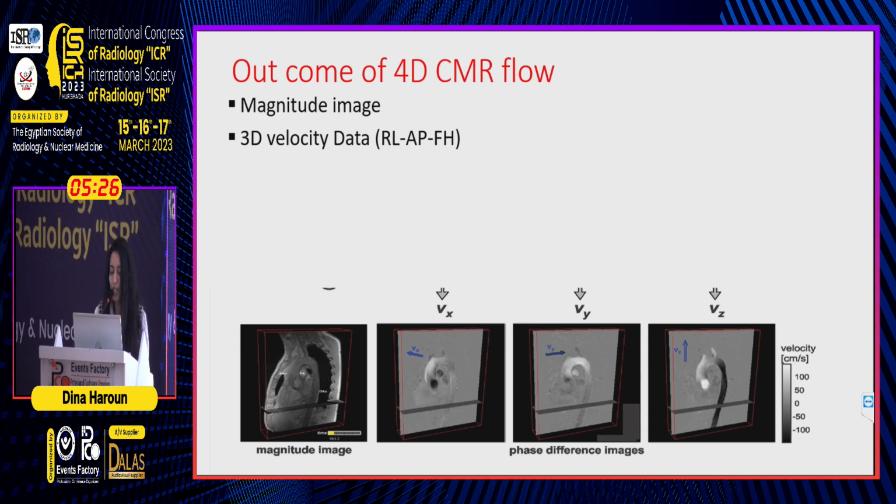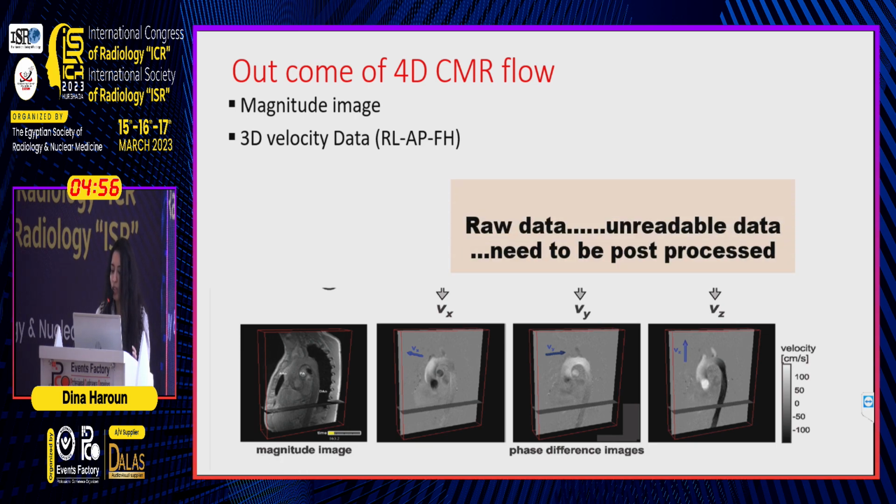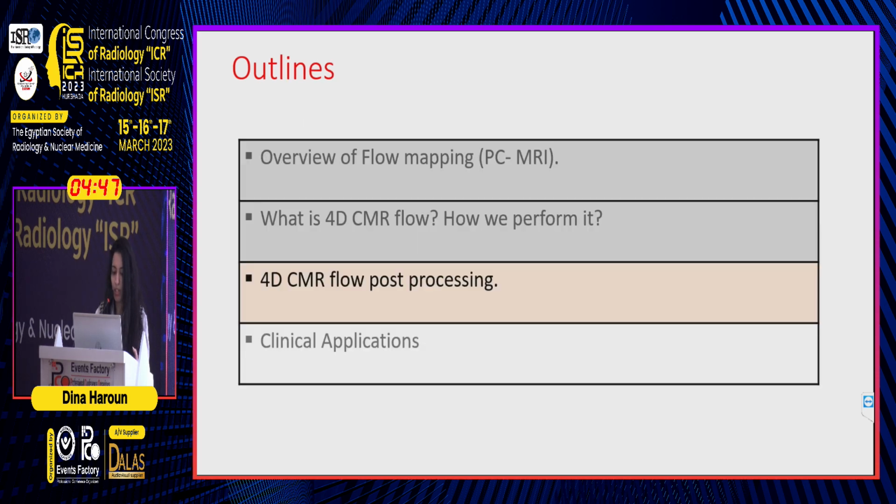As we previously discussed in the 2D flow, the 4D flow has magnitude images, and instead of having 1 direction, it has 3 directions. This is the magnitude image here, and the aorta here. And those are the 3 vectors or 3 directions: the X direction, the Y direction, the Z direction. Across the time, those are the 4 directions. They are right-left, anteroposterior, feet-head. But those are raw, unreadable data. So we need post-processing to get the quantitative data from those images.